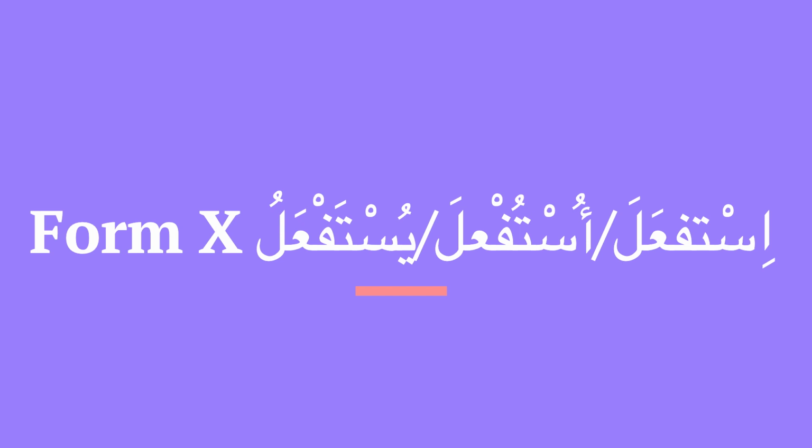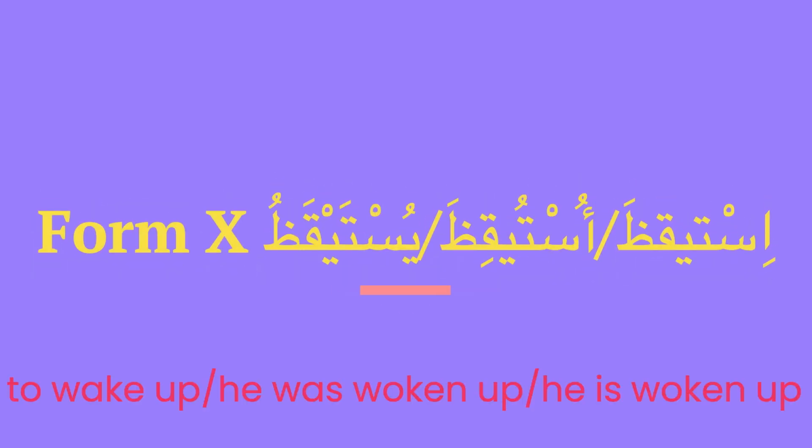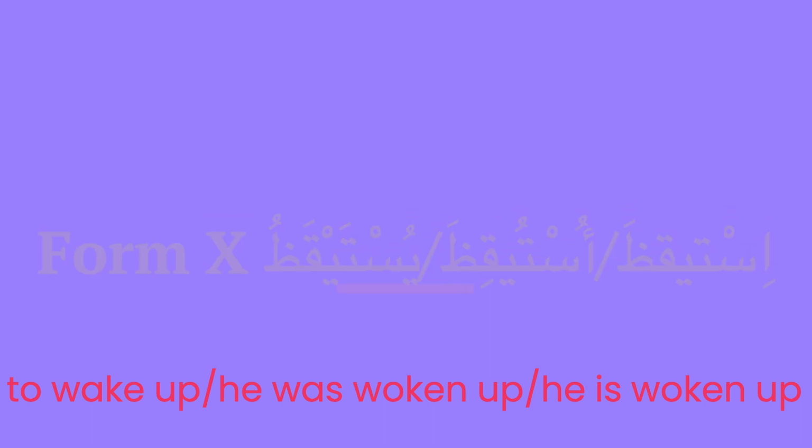So now we will look at form 10 verbs. استفعل, يستفعل. That's the pattern for form 10 verb. Let's look at some examples. استيقظ, to wake up. استيقظ, he was woken up. يستيقظ, he is woken up.